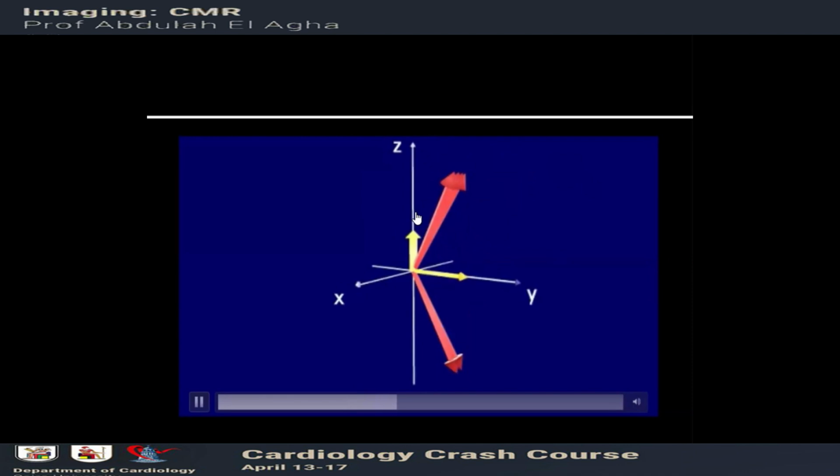This is called resonance. I apply a radio frequency RF pulse with the same frequency as this proton. So it will flip it. It will only flip the hydrogen, not any other atom. Why? Because I apply it at resonance. This is the resonance.